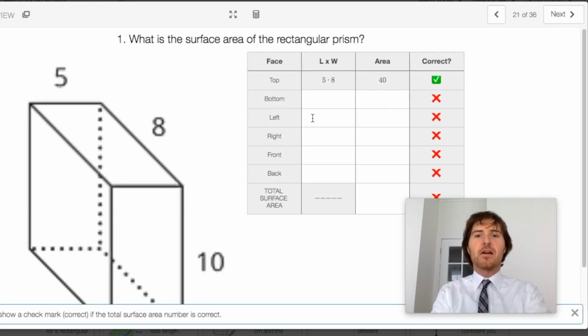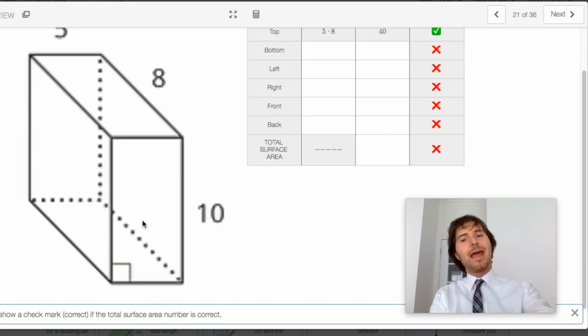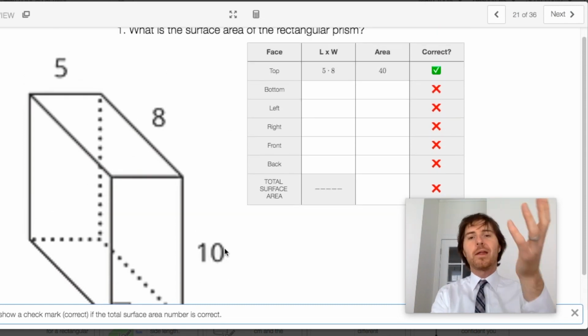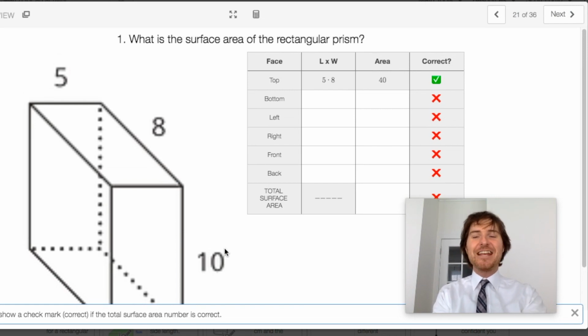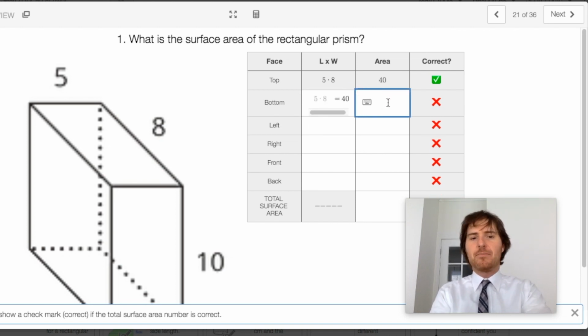Okay. What's the surface area of this rectangular prism? Well, there's no fancy formula here. What are you going to have to do? Get all the surfaces. Get the areas of all the faces. So we have to do them all. It's so simple. Okay, bottom. A prism has congruent bases, so if we have top and bottom, they've got to be the same. They're both going to be 40.